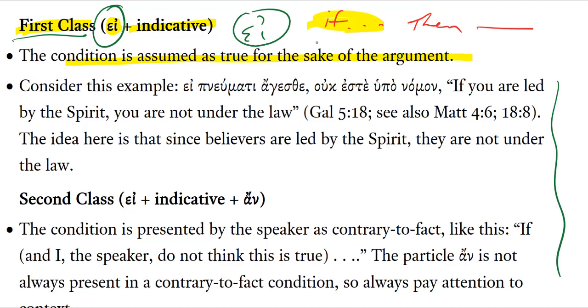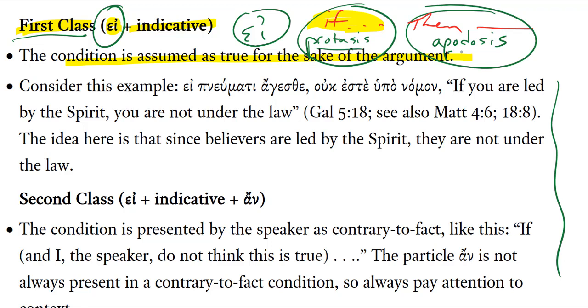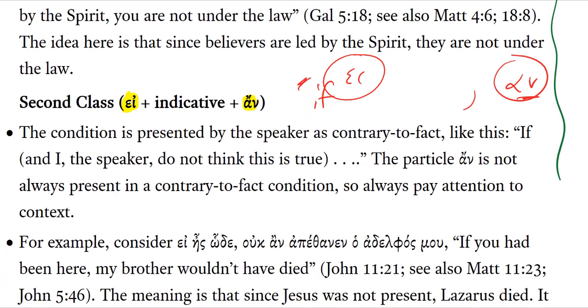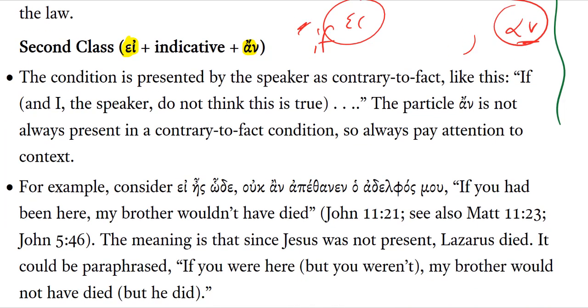The condition, the technical name for the if part, is the protasis. The protasis, and the then part is called the apodosis. Sounds like you're raising hippopotami or something, but the protasis and the apodosis, that's the if part and the then part. And for the first-class condition, the first part is assumed true for the sake of argument at least. The second-class condition has an ei in the first part and an an in the second part. Okay, so in the if part of the sentence, there's an ei, and in the second part, we're expecting an an. And this is called a contrary to fact. If this had happened, then this other thing would not have happened or something like that.